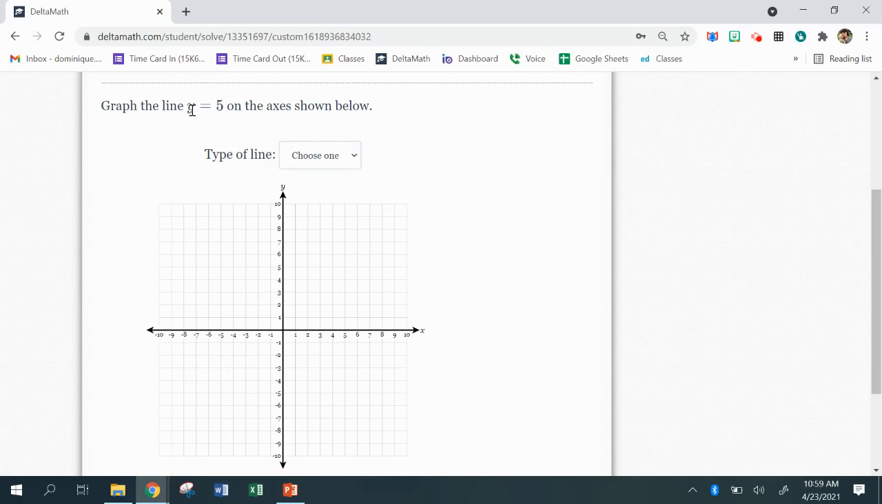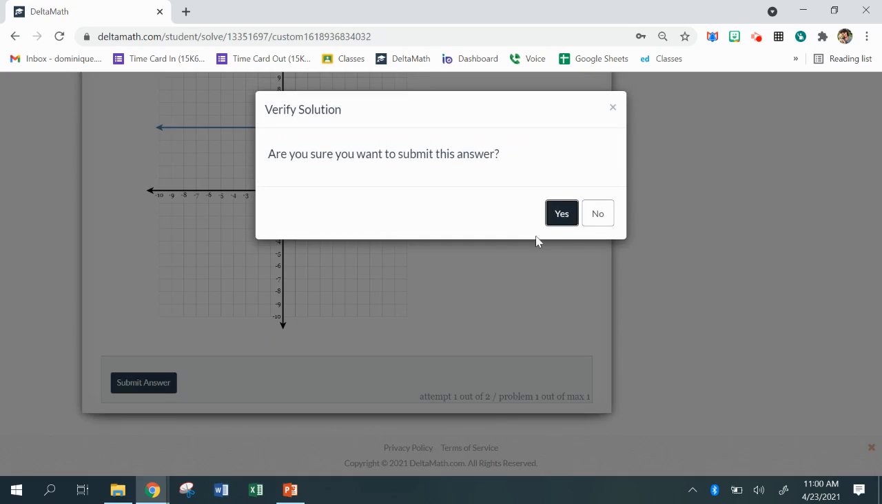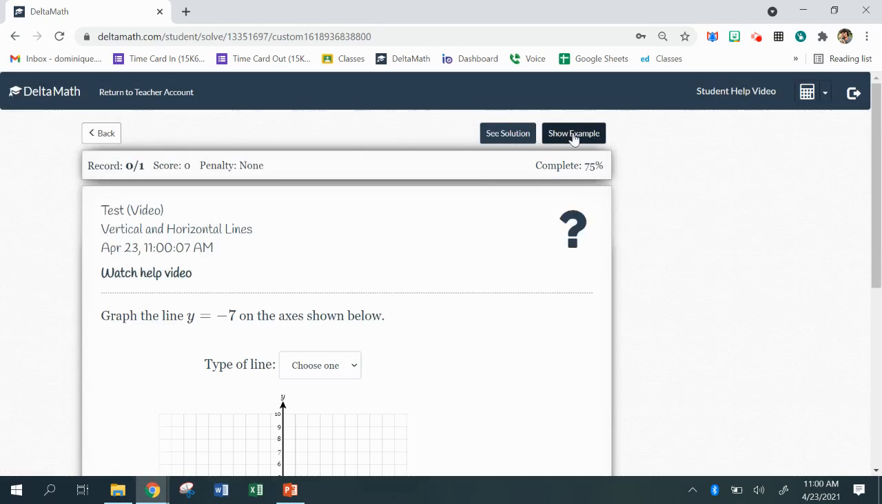Okay, so here we have y equals 5. This is a y equals equation, so we know it's going to be horizontal. So it's going to be going straight across. Then we're going to drag our point to where our y value is equal to 5, which is right here. Let's submit that. Yes. Okay, next one.